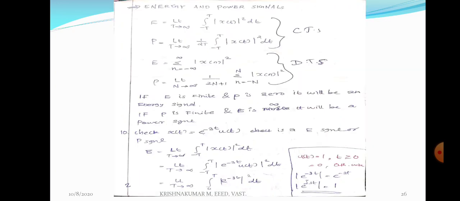Mod of e raised to j3t, it will be 1. On the bottom side of the slide you can see mod of e raised to minus 3t is equal to e raised to minus 3t. Mod of e raised to j3t is equal to 1. So limit t tends to infinity integral 0 to t mod of e raised to minus 3t is equal to e raised to minus 3t itself.